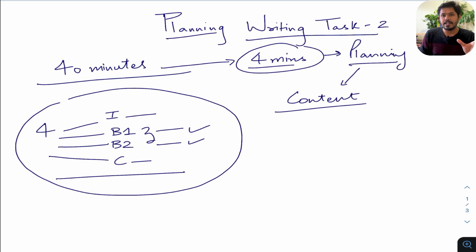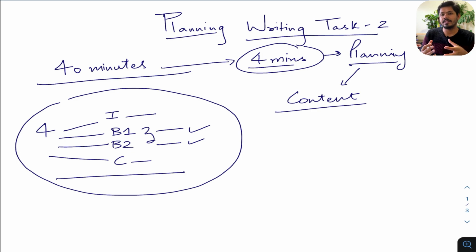So planning doesn't mean that you have to plan your structure. The structure has to be very clear in your mind. It has to be very clear that, okay, I will be writing 4 paragraphs: introduction, body 1, body 2, and conclusion, and I know exactly what has to be written in these paragraphs. What you really need to plan is the content that you will be writing in those paragraphs, especially in body 1 and body 2. For that, you should dedicate the first 4 minutes of your writing task 2. That is what I'm trying to say here.